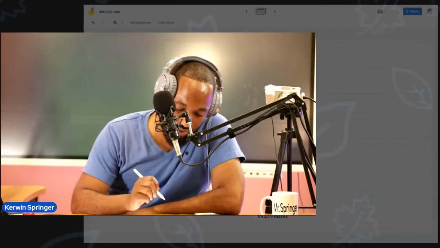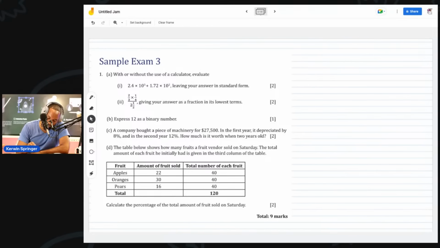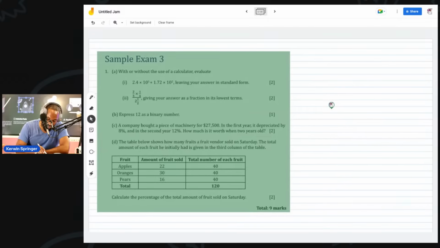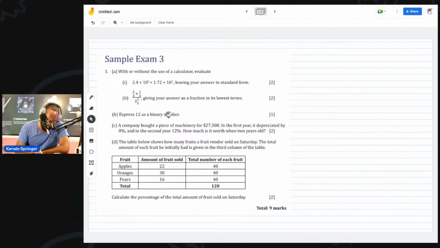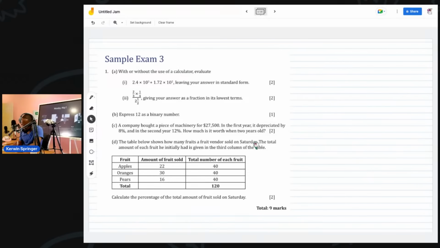All right, so we have a next question here, with the use of the calculator to evaluate. This time, I like how we have differences. We have standard form and giving your answers as a fraction in its lowest terms. And then we have a nice, beautiful question here on binary numbers. Looking forward to doing that. We have a question here on depreciation, a popular topic. And then, what's this? We have an invoice question here, one of the invoice questions, and percentage. Only 2 marks. 2, 2, 1.